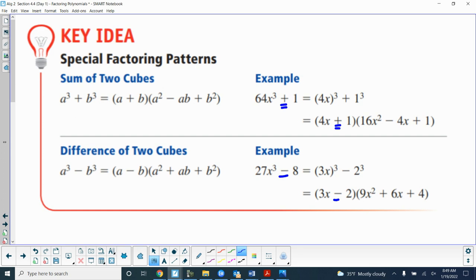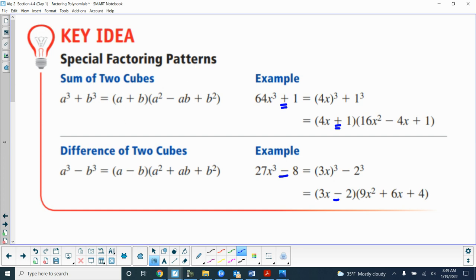All right? The cube root of 27x cubed is 3x. The cube root of 8 is 2. So that's where the 4x and the 1 came from, and the 3x and the 2. Just taking cube roots. Questions on the binomial part? William, stay with us. Cube roots.